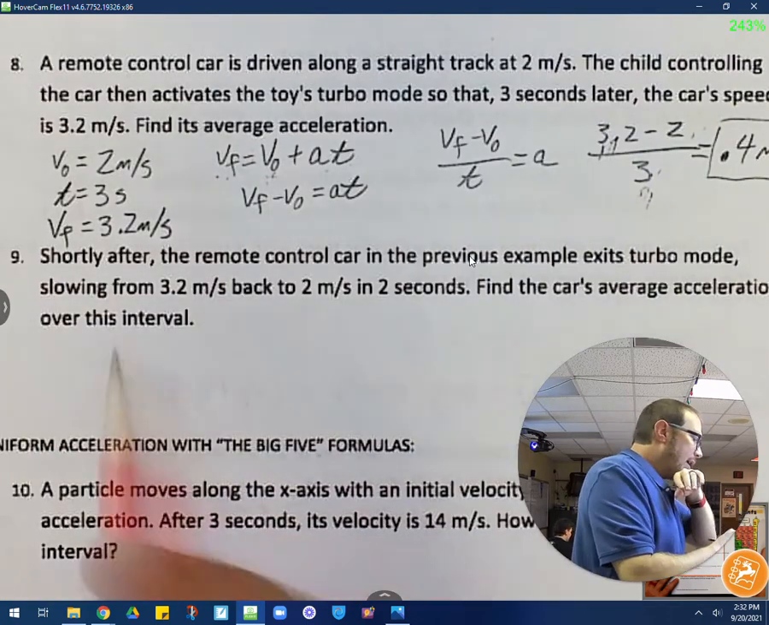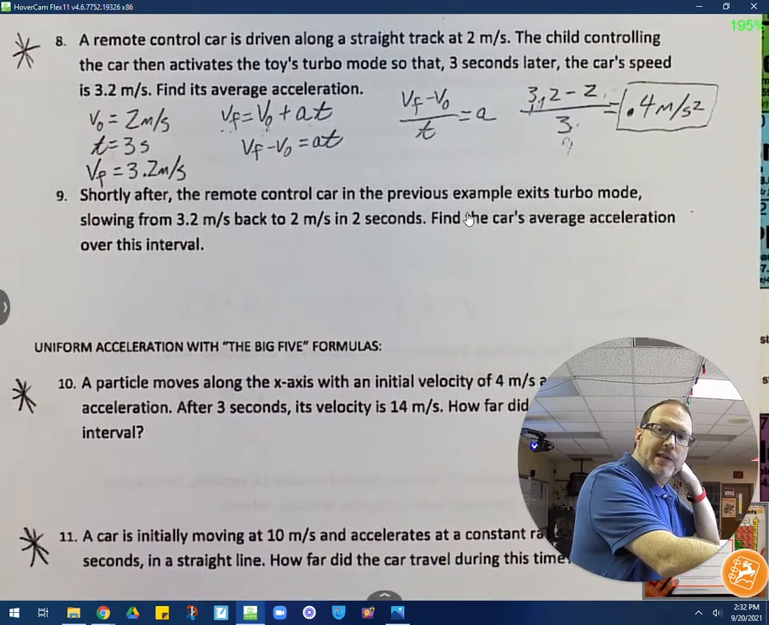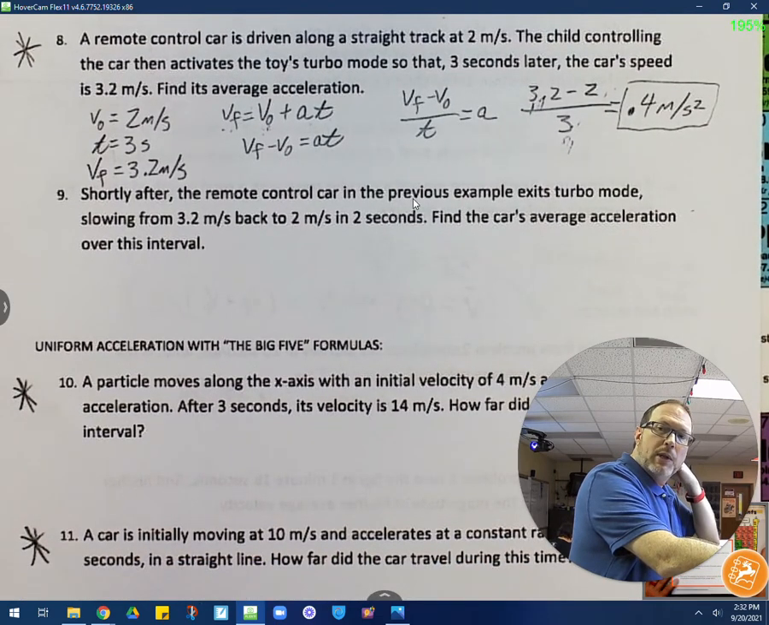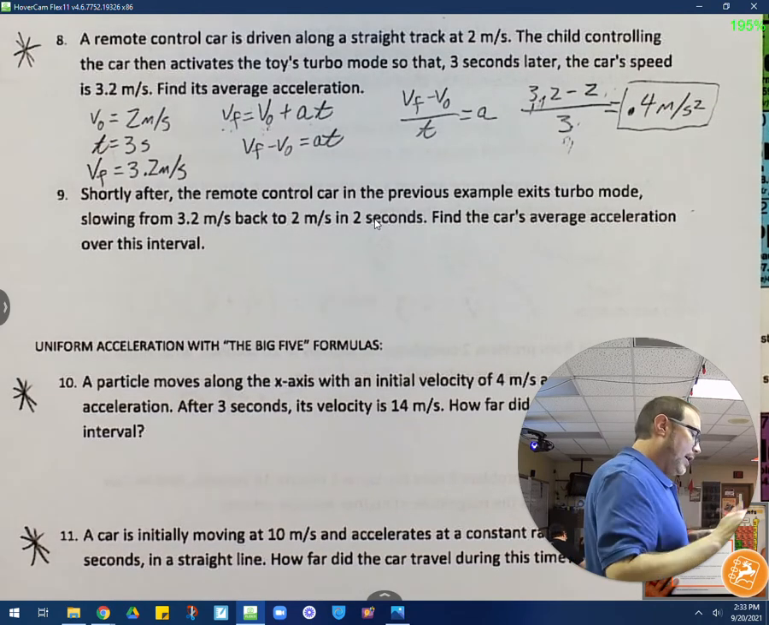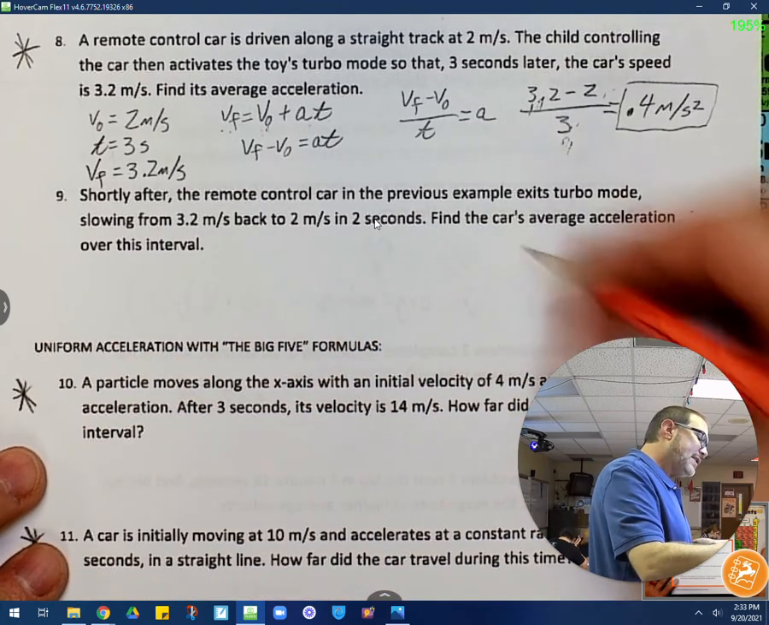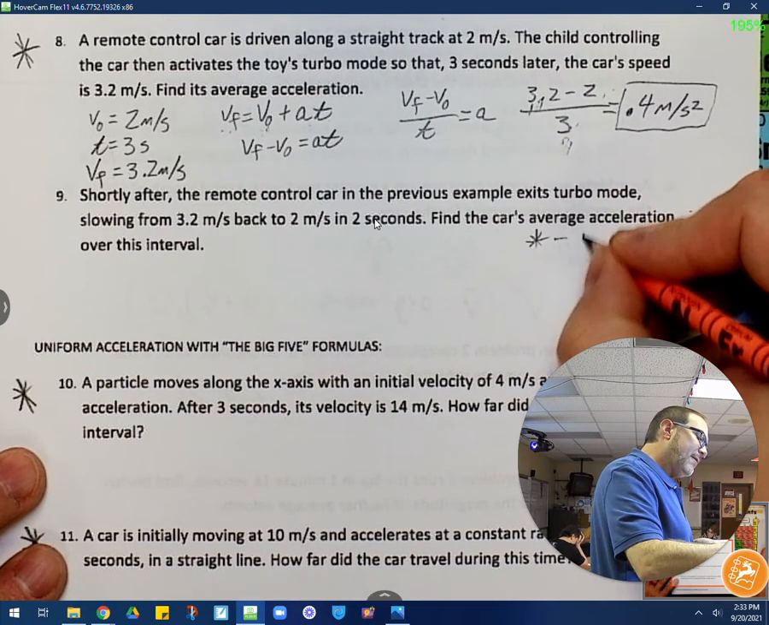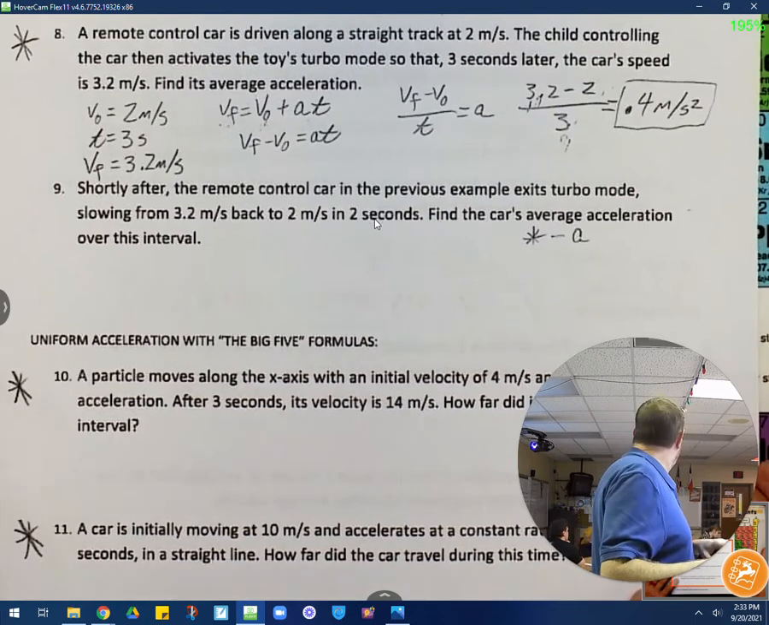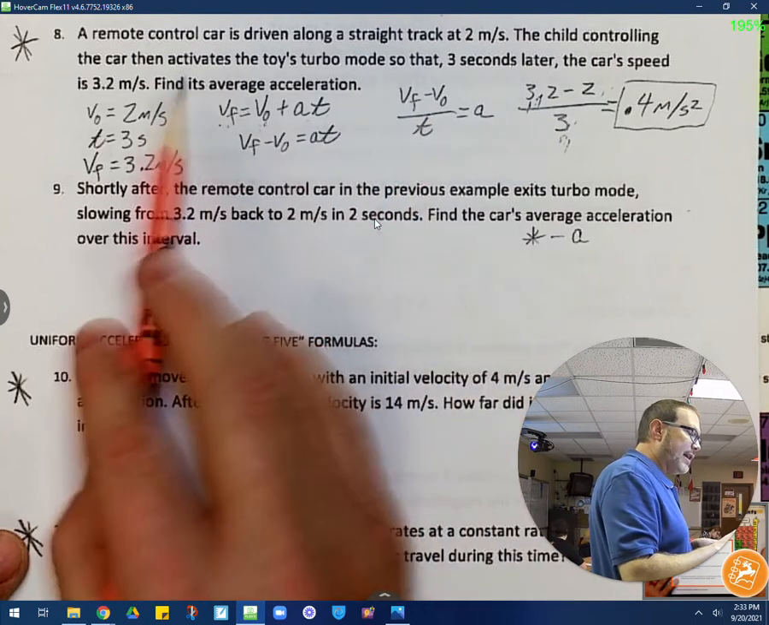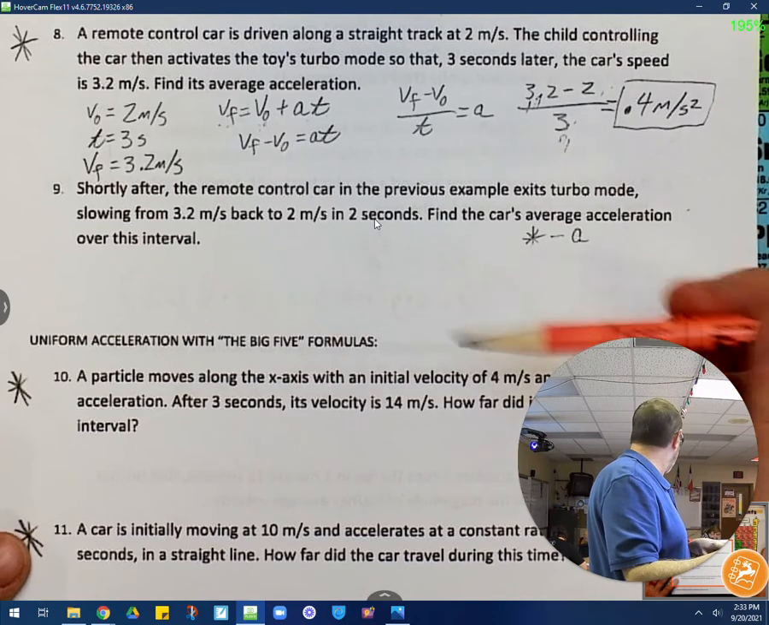Look at number 9 real quick. Number 9 is asking something about the same car, only it says that it's slowing back down in 2 seconds. So for this one, you're going to do a very similar kind of thing, except just as a hint, your answer is going to be negative acceleration, because we're still defining positive as the direction that car was traveling to start with. And since it's slowing down, the acceleration is happening in the opposite direction.